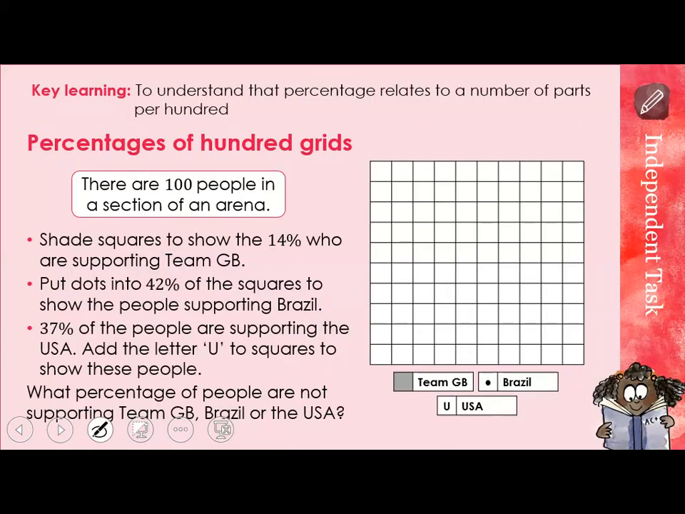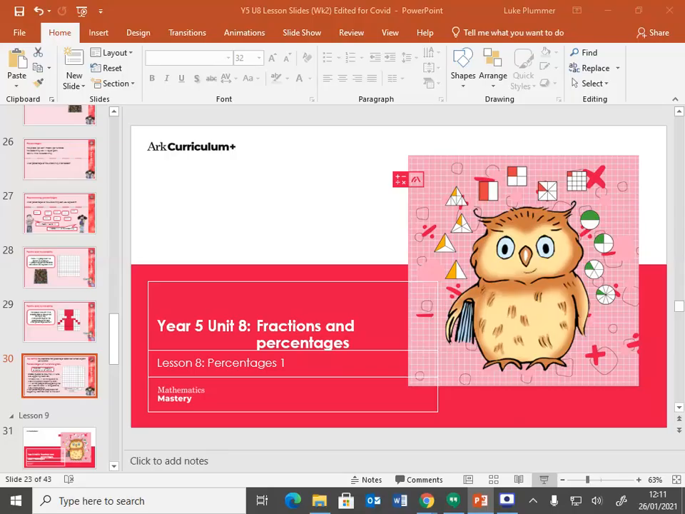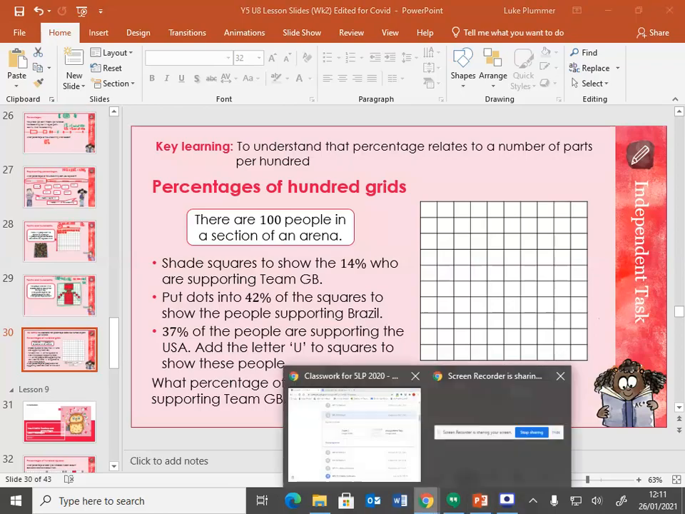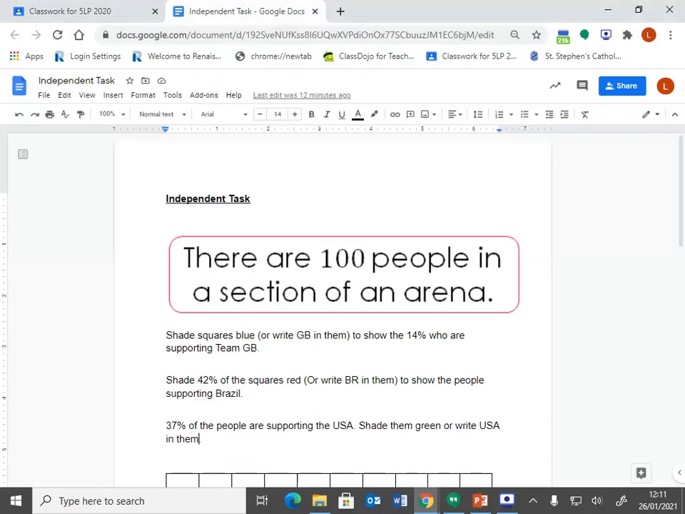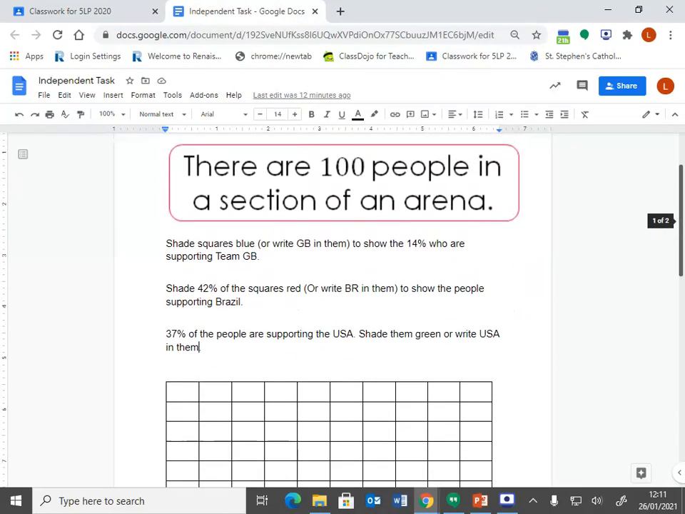Okay. Because this is our first introduction to percentages, we are going to leave that there. We are not going to do much more on percentages just for this one lesson. What you do need to do is move on to the independent task. The independent task for this lesson looks like this.